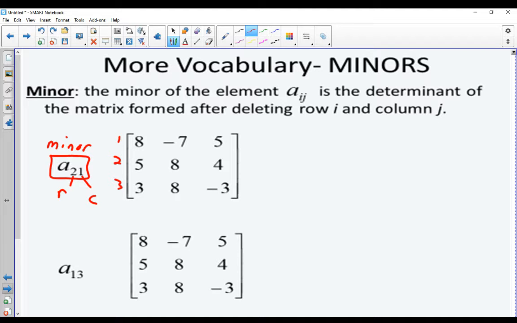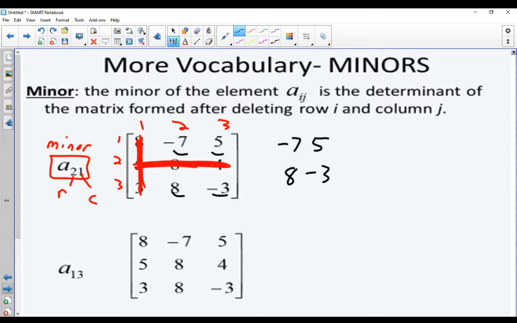So first, let me go to my rows. I'm specifically looking at row number 2. I'm going to take row number 2 and cross it out. Now, I'm going to look at the columns. Column 1, column 2, column 3. I'm specifically looking at column 1, so I'm going to go to column 1 and eliminate that. So then all I have left is -7, 5, 8, -3. Those are the remaining numbers I have. Keep them in their specific spots.